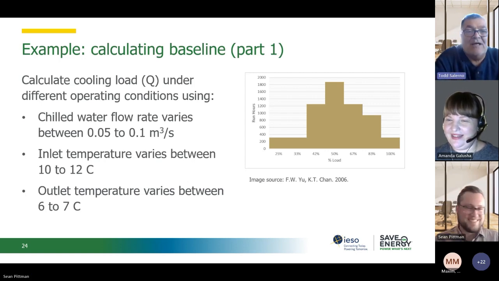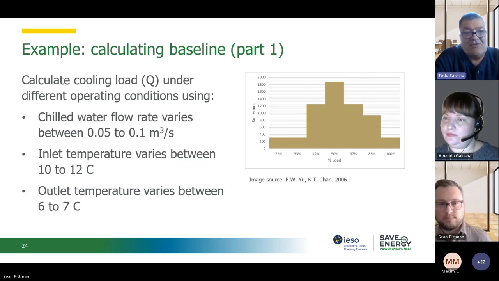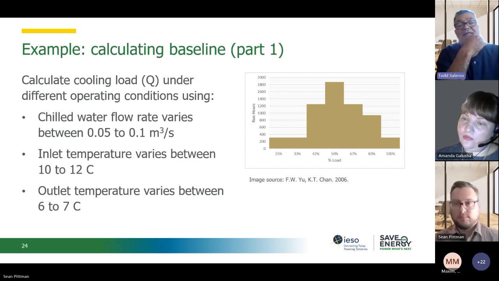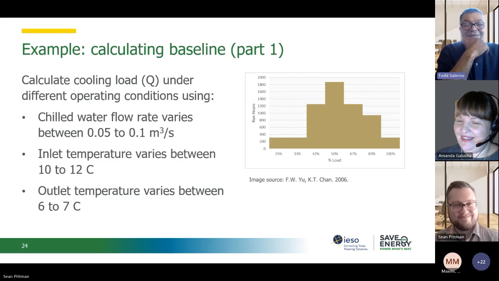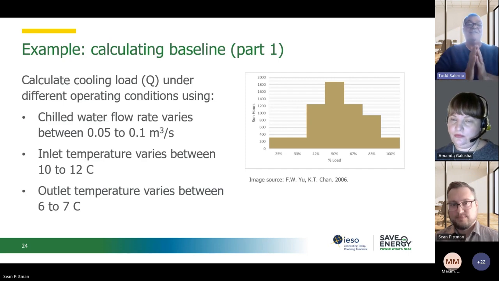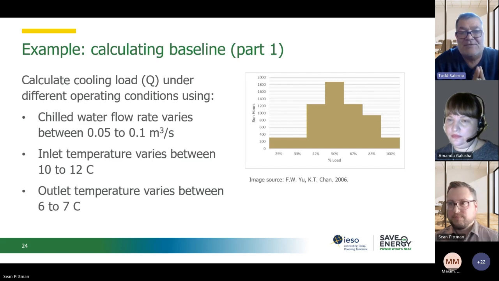Yeah. So basically the whole point is to calculate cooling load under different operating conditions. In this example, the chilled water flow rate varies between 0.05 and 0.1 cubic meters per second. Of course, don't ask me what that is, I'm an imperial guy. The inlet temperature varies between 10 and 12 degrees Celsius, and the outlet temperature varies between 6 and 7 in this example. So it's a pretty tight, consistent amount of flow and temperature there.